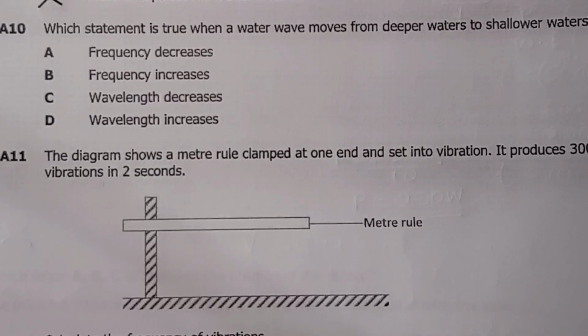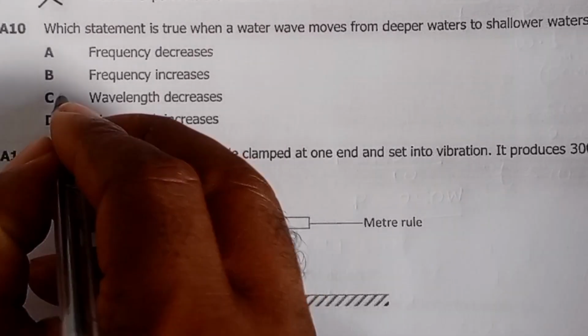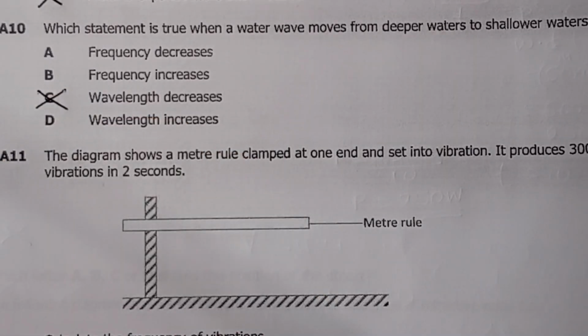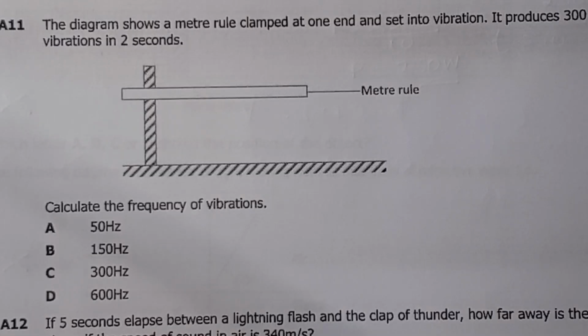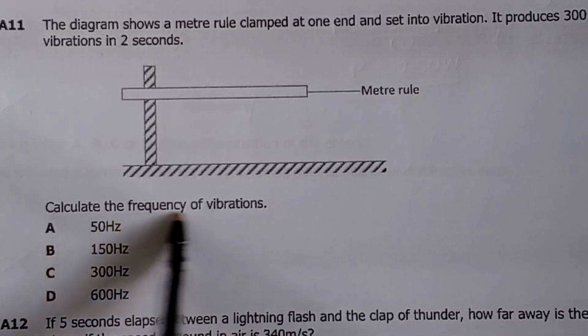Number 10. Which statement is true when a water wave moves from deeper waters to shallow waters? So there the answer is C. So wavelength decreases. 11. The diagram shows a metre rule clamped at one end and set into vibration. It produces 300 vibrations in 2 seconds. So the question is, calculate the frequency of vibrations.